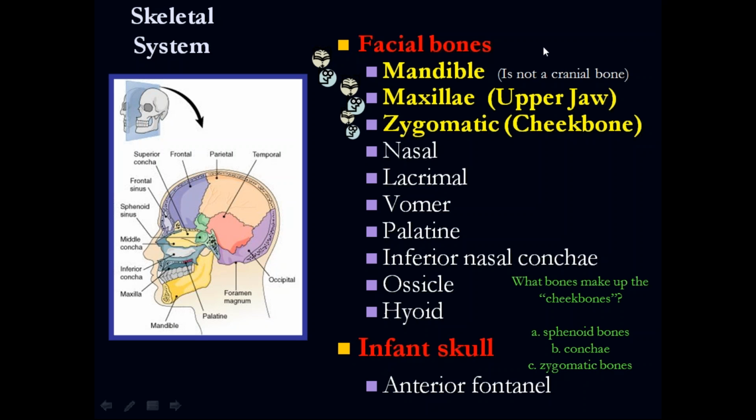We have 14 facial bones: the mandible, the maxilla, we have 2 maxilla, right and left, and the zygomatic, that is the cheekbone, the zygomatic.